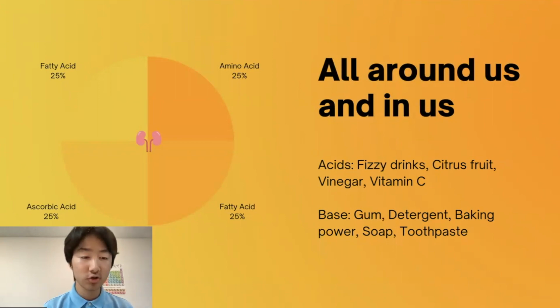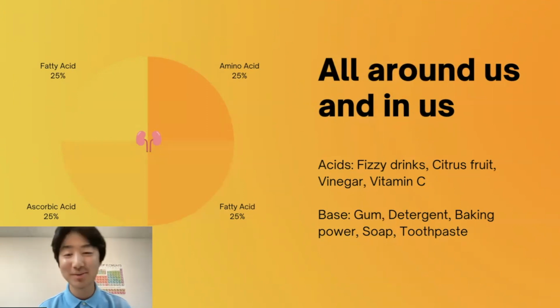Detergent, the detergent you use to wash your clothes, like this. Baking powder, sorry, it says baking powder, but it's baking powder for baking. Soap, when you wash your hands, that's basic. And toothpaste. And in us, as just a small example, the four main acids in our body are fatty acids, amino acids, ascorbic acids, and also hydrochloric acid. It says fatty acid twice, but it should say hydrochloric acid. So those are the four main ones: fatty acid, amino acid, ascorbic acid, and hydrochloric acid.